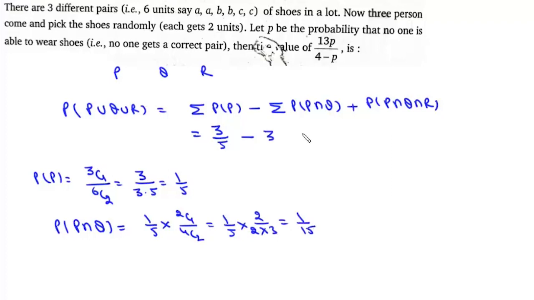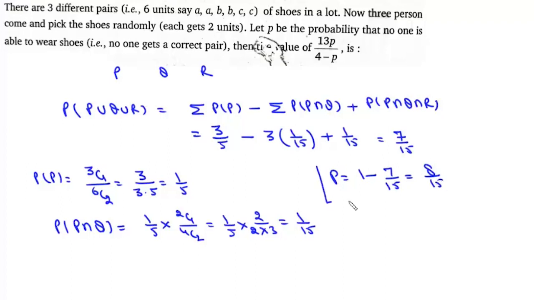So it should be this 3 into 1 by 15. And this third one is automatically the same as 1 by 15. So basically this probability is 7 by 15. Now we need to find the probability that none of them gets a matching pair. So this probability will be the complement of this given probability. So it will be 1 minus 7 by 15 and that is 8 by 15. Now once we have the value of P, we can calculate this expression.